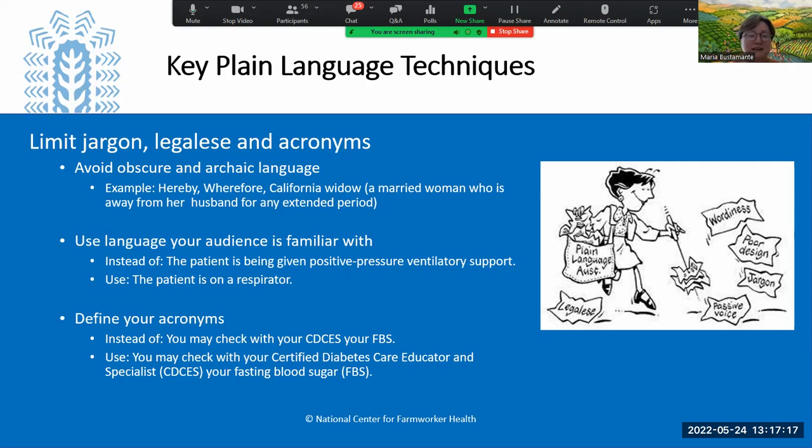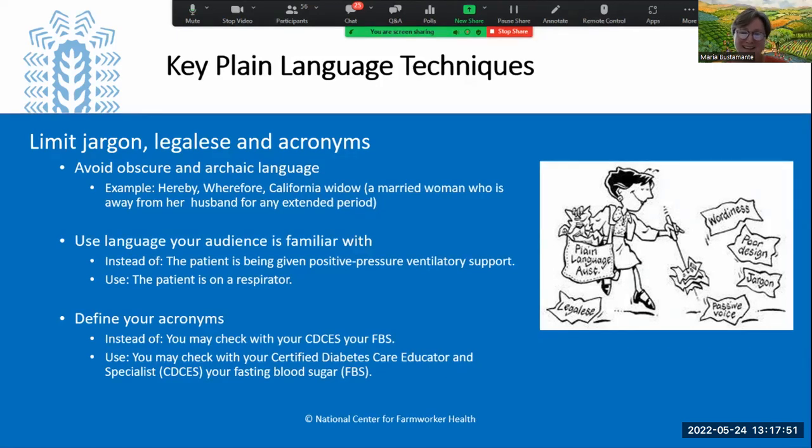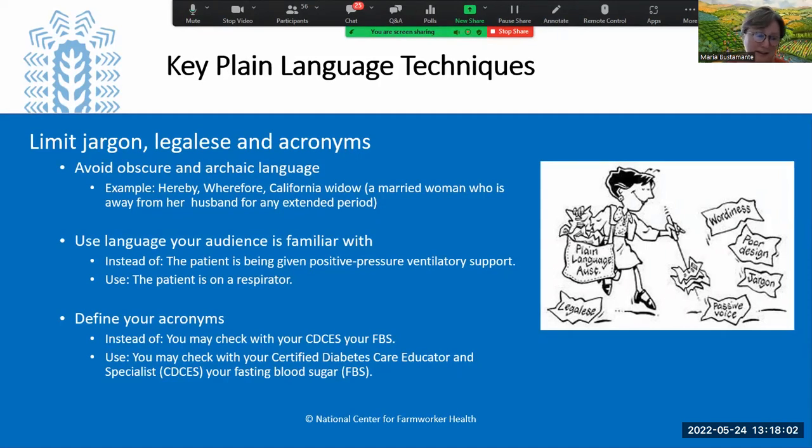Limit jargon, legalities, and acronyms. We need to avoid obscure and archaic language. As we were doing the research for this presentation, we came across the term California widow, which we didn't know what it was. A California widow refers to a married woman who is away from her husband for an extended period of time. I wouldn't use the term California widow with anyone unless I want to be hit with the stick, like in the cartoon. But yes, avoid weird words that are not commonly or colloquially used.